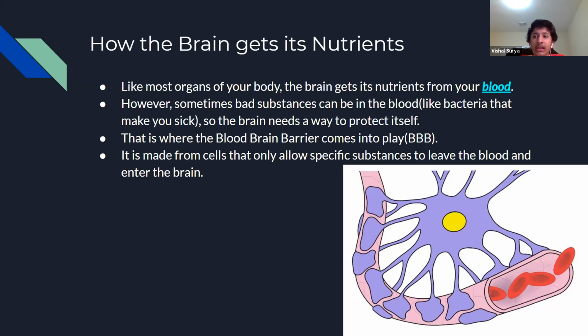It's a mouthful to say, so people just say BBB, because it's really hard to say blood-brain barrier without making a mistake. So it is made from cells that only allow specific substances to leave the blood and actually enter the brain. So you can see right here, this structure is forming like a barrier over the blood vessel. So only certain molecules from the blood can escape and enter the actual brain. This is a really important protective feature.